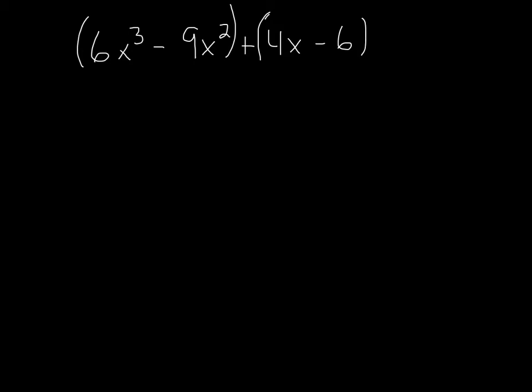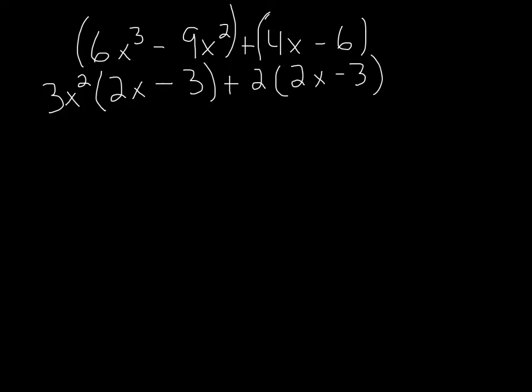So if we look at the 6x cubed minus 9x squared, we can pull out a 3, because 6 and 9 have 3 in common, and they both have at least x squared. To get back there, we have 2x and minus 3. Then you have a plus, and what's common here is a 2, and to get back you have 2x and minus 3. Now both of our terms have this 2x minus 3 in common. So we're going to factor those out.